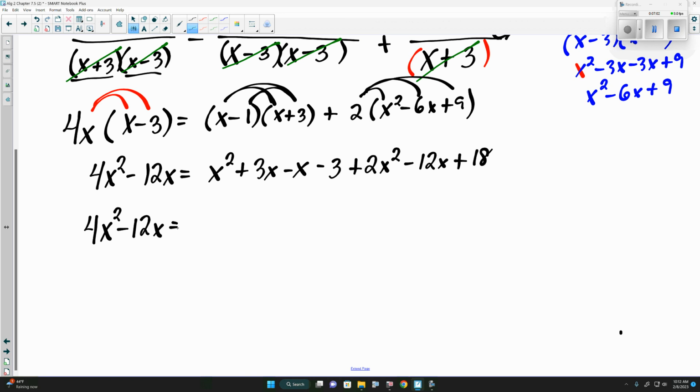Now on the right-hand side, we do need to add like terms. x squared plus 2x squared is 3x squared. 3x minus x is 2x. Minus 12x is negative 10x. And lastly, negative 3 plus 18 is plus 15. Any questions on how we got to this point here?